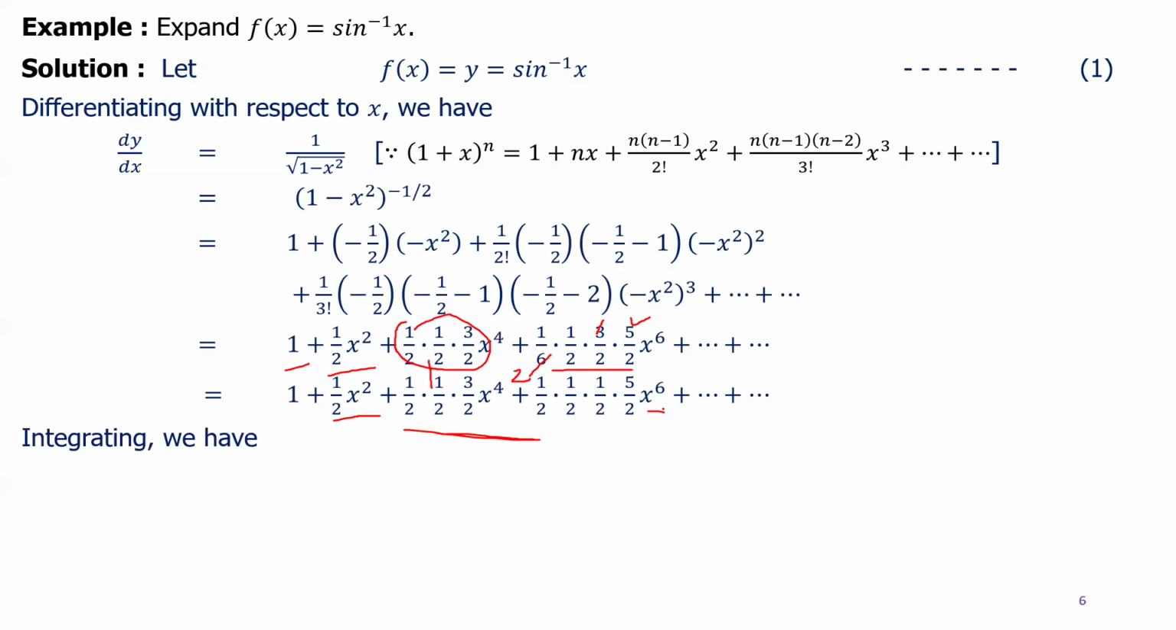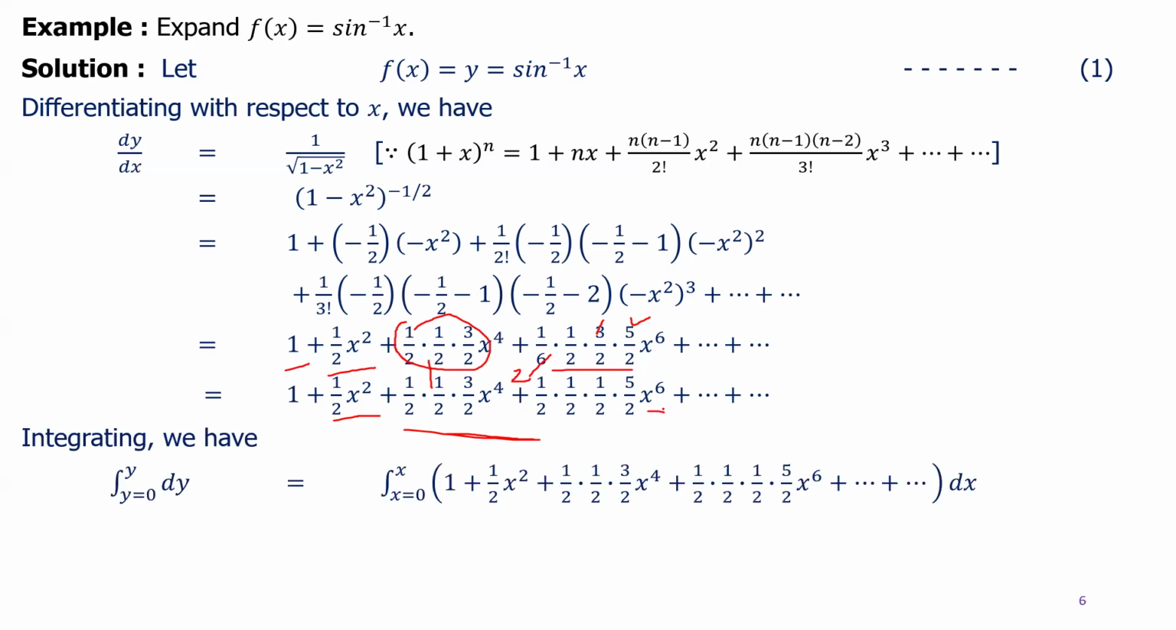With respect to x, we have integration of dy when y tends from 0 to y, which is equal to integration of 1 plus 1 upon 2x square plus 1 by 2 into 1 by 2 into 3 by 2 whole to the power x to the power 4 plus 1 by 2 into 1 by 2 into 1 by 2 into 5 by 2 x to the power 6 upon x to the power 6 and so on.